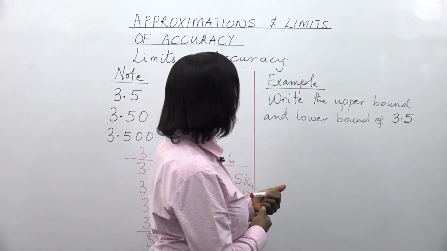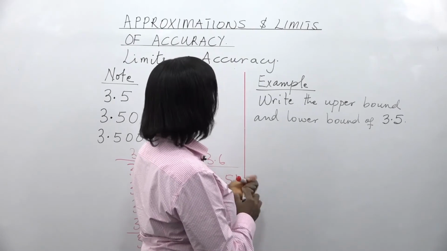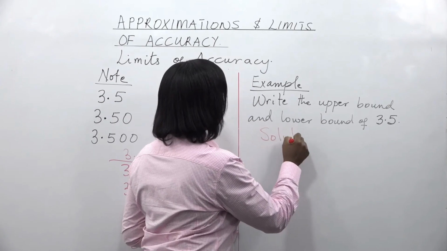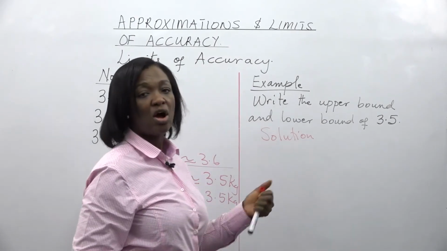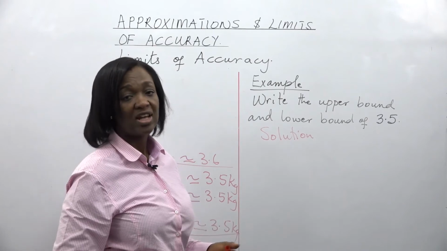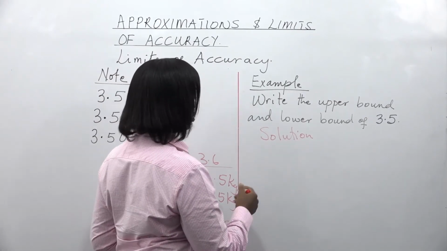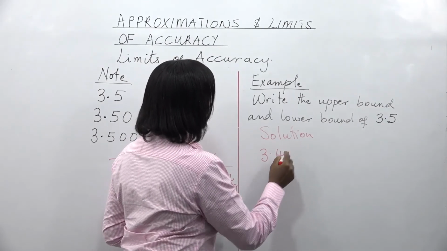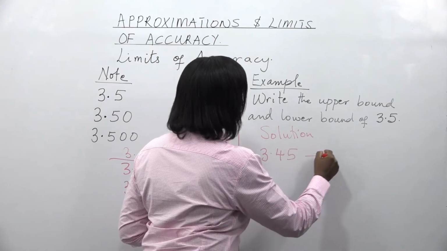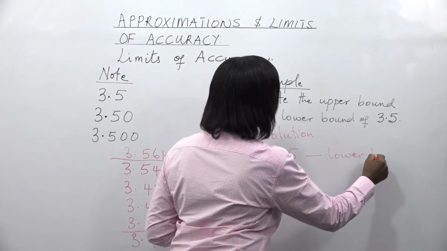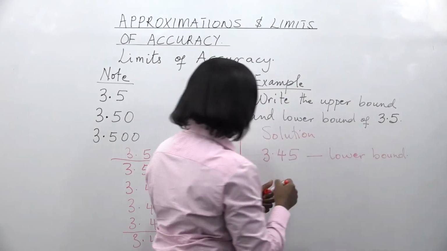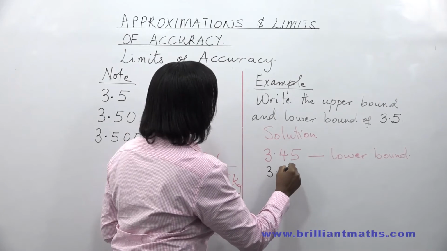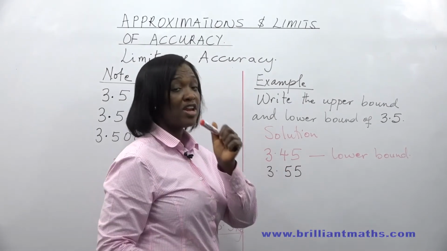Let's look at it here. So write the upper bound and lower bound of 3.5. Solution. Like we said, upper bound and lower bound is usually written as an inequality. So the lower bound is 3.45. That is lower bound. And then the upper bound is 3.55 for convenience of writing.